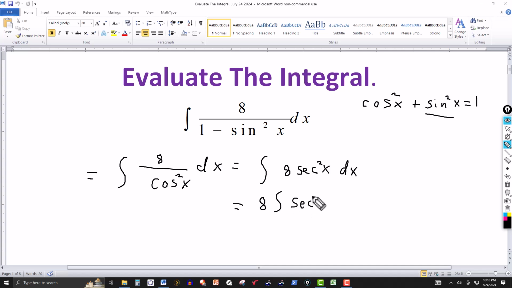And there are some integrals that you just have to recognize, especially some of the basic ones. So I have the integral of secant squared of x dx. So what trig function has a derivative of secant squared? Those you just have to know. And we get 8 tangent of x. And of course you have the constant of integration.